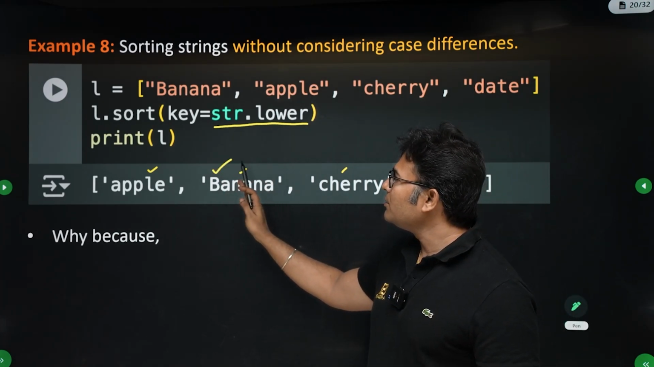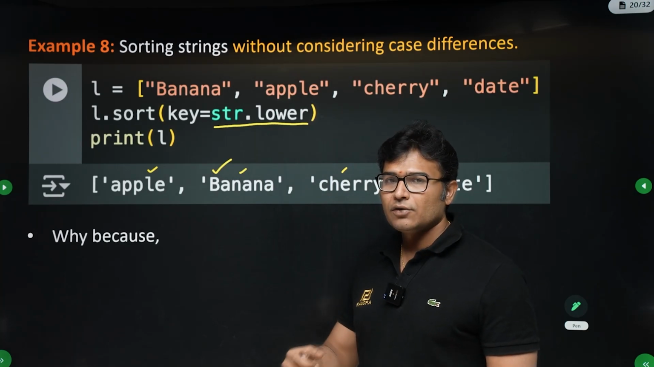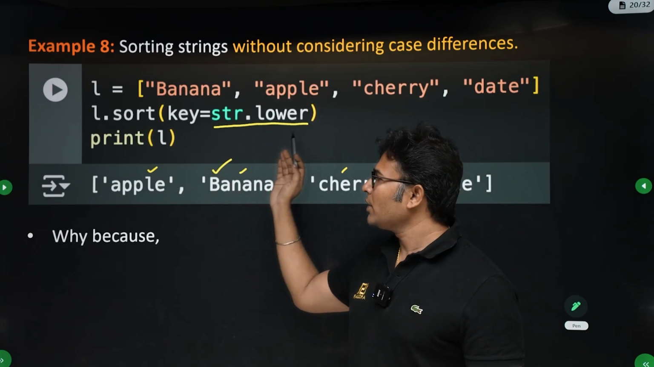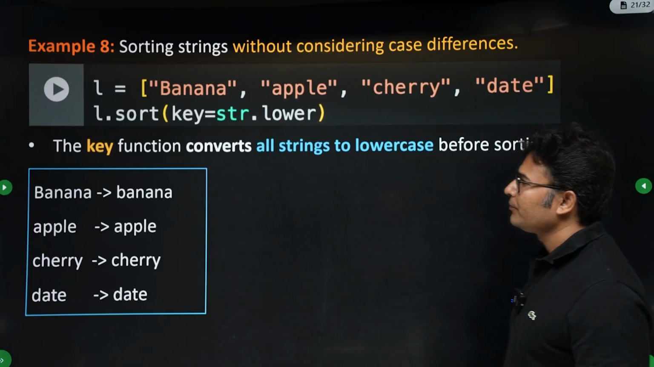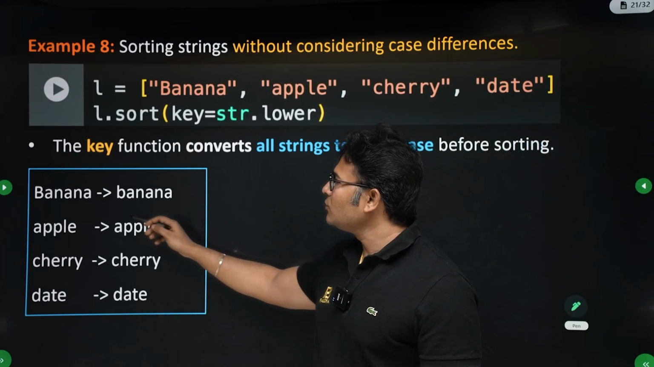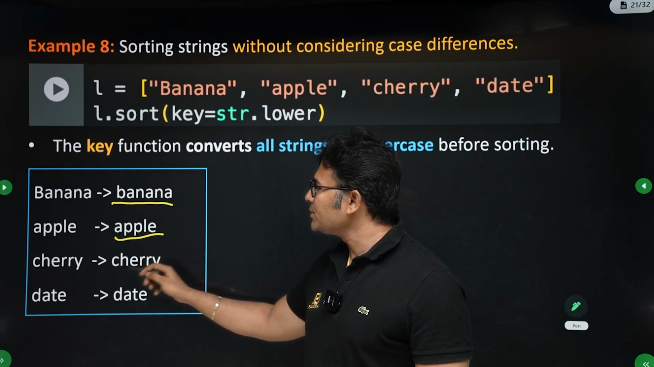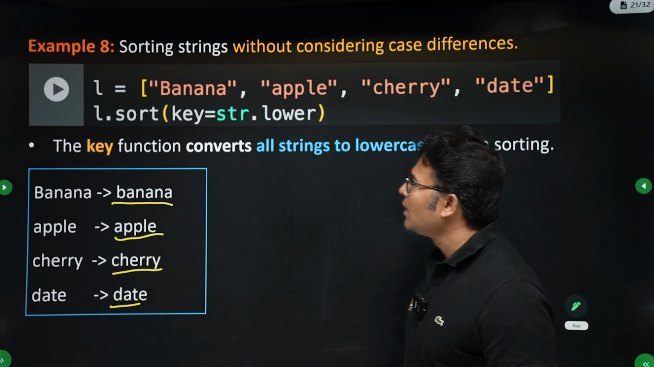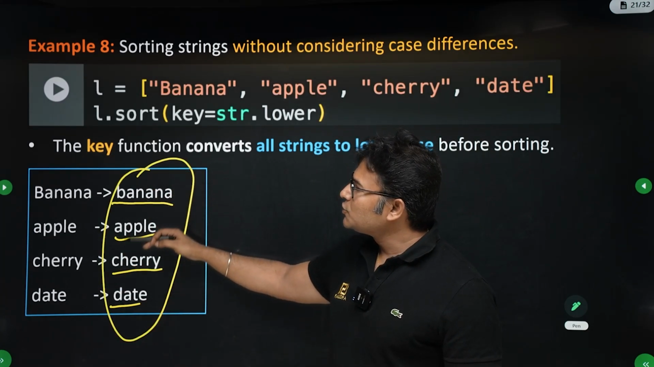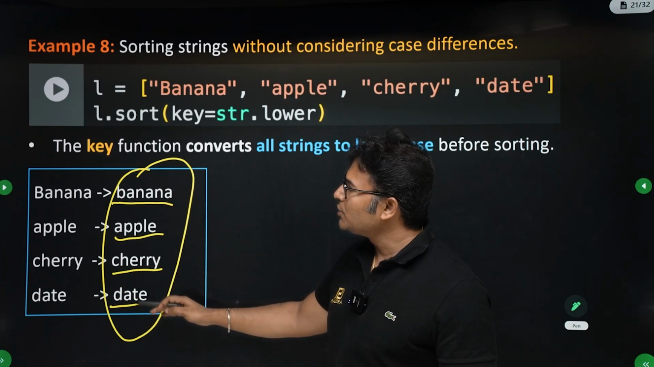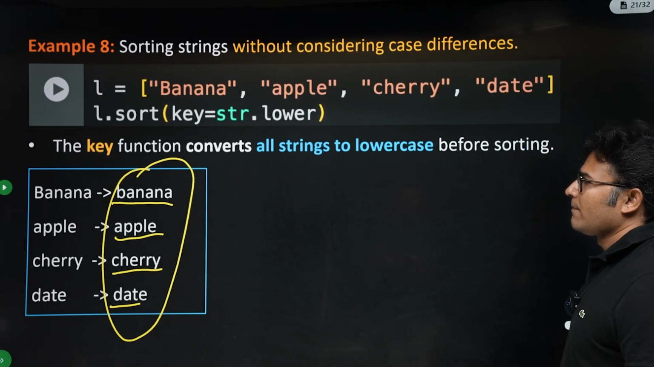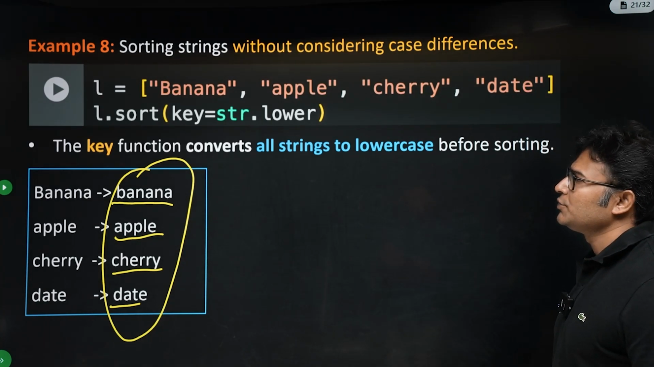Even though this capital B is supposed to come in the front if you are doing normal sorting, now I have converted everything to lowercase, that is why A, B, C, D are coming like this. Okay. Now what key function is doing here is converting all the capital letters into small letters. Now based on the transformed values, the sorting will occur. Okay. Now it is going to be sorted based on the transformed values.